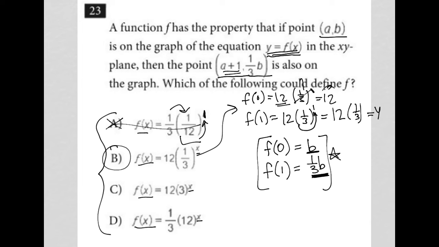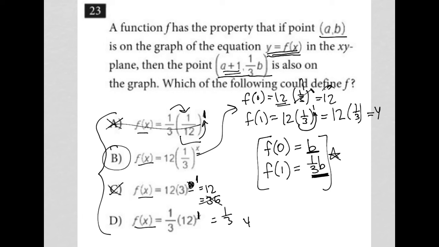Now, if you were to try choice C, you would pretty quickly notice that putting a 0 here gets you 12, but then putting a 1 there gets you 36. 36 is not 1/3 of 12, which is why C is gone. And the same thing for D. If you were to replace this x with a 0, this becomes 1, you'd get 1/3. But if you were to increase that x value by 1, we'd get 1/3 times 12, which is 4. But 4 is not 1/3 of a third.